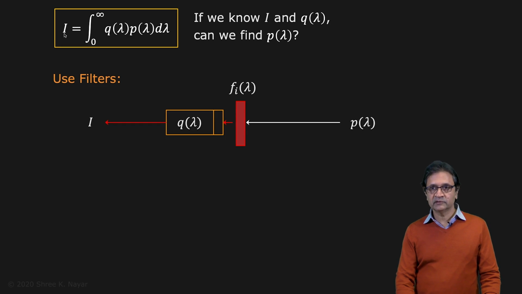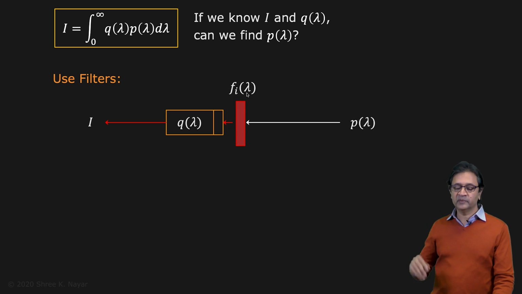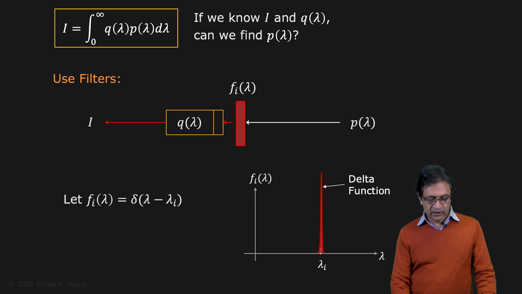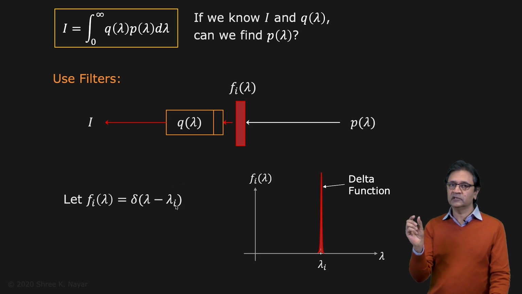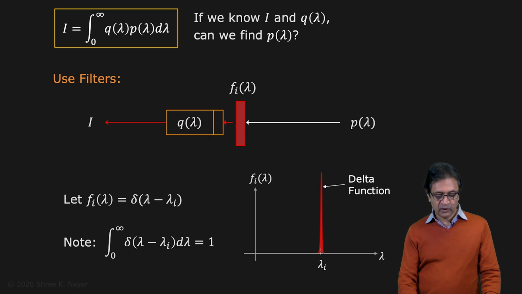Well, we use filters. In front of your pixel, you place a filter Fi of lambda. Then the question is, what filter should you use to get all of P lambda? Well, what we can do is use a filter which is a narrow band. That is, make sure that Fi lambda is a delta function positioned at lambda i. What is a delta function? It's infinitesimally thin and infinitely tall, but it has an area equal to 1. Delta of lambda minus lambda i is a delta function centered at lambda i.